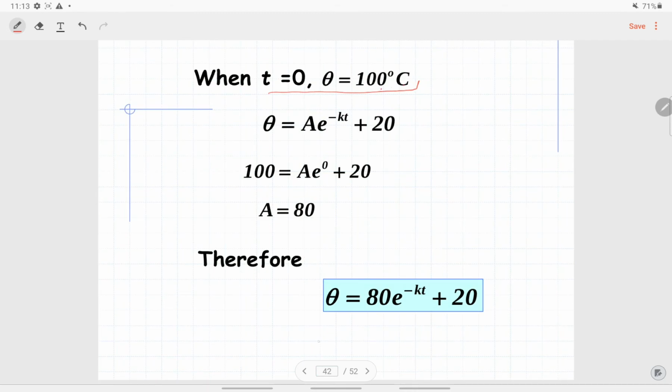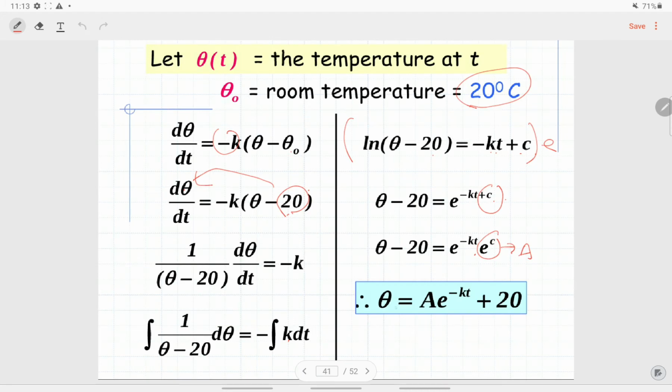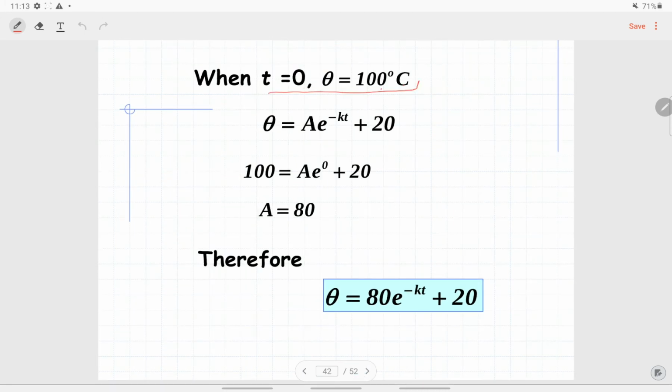Okay. So just now we have the general form theta is A exponential negative kt plus 20. We substitute the value of 100 degrees Celsius here, at t equal to 0, A exponential 0 plus 20. So therefore A equal to 80. So we can substitute the value of A with 80.